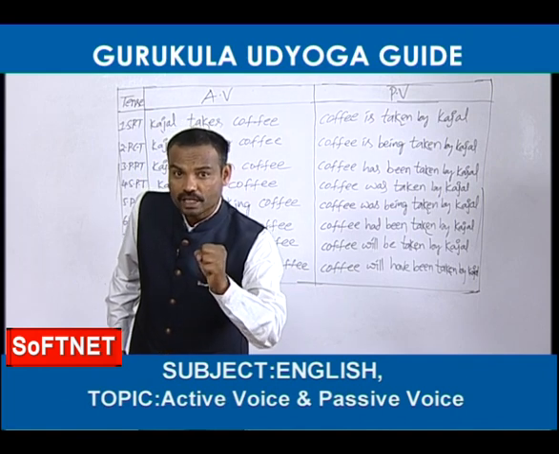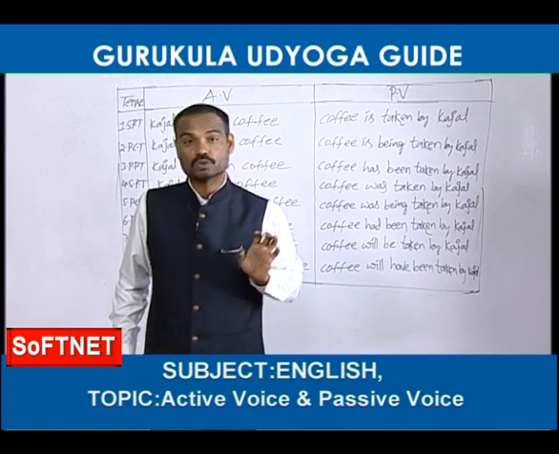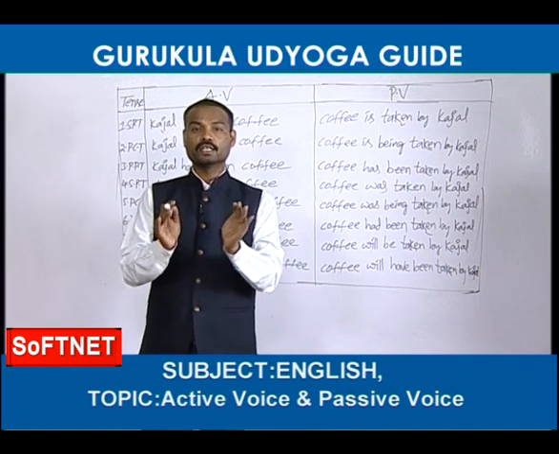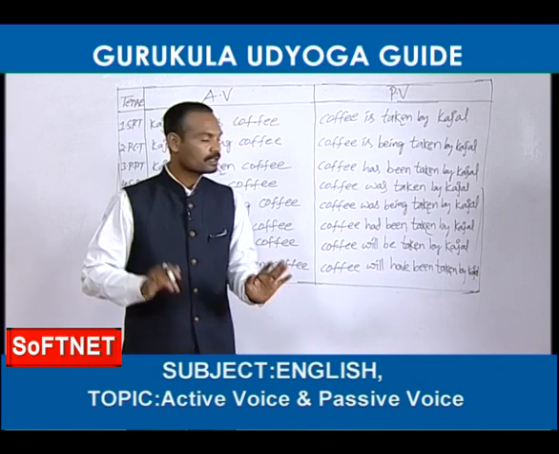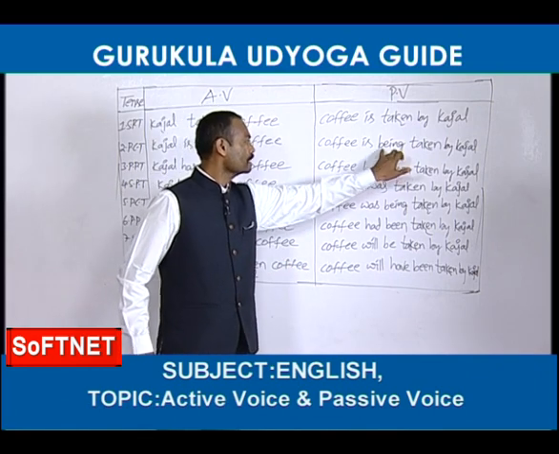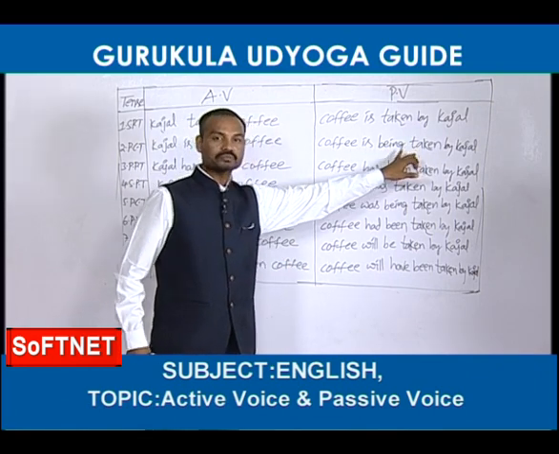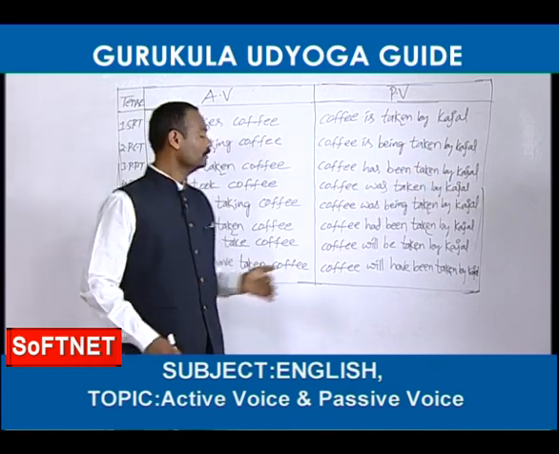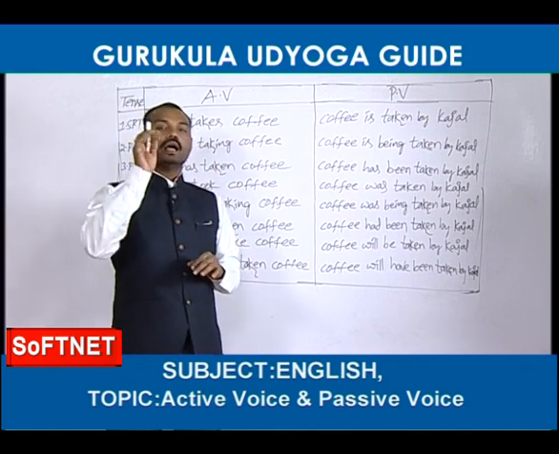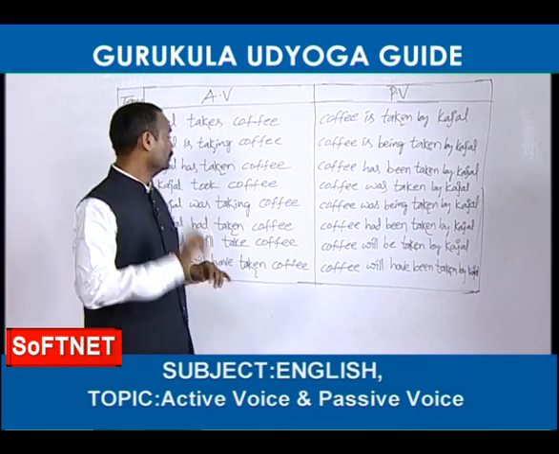Where should we write that being in the passive voice? You must know that. Being should be written between helping verb and main verb. Okay, did you understand? See, it has been written between helping verb and main verb. Next, preposition by, then subject. That's over. This is singular object. I am going to give you another example.